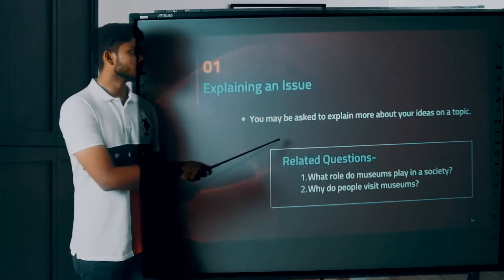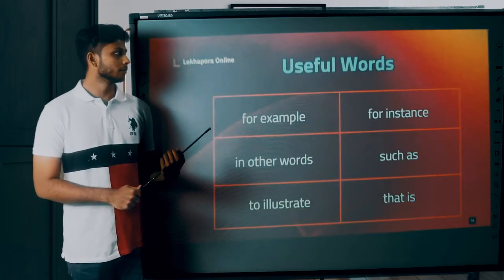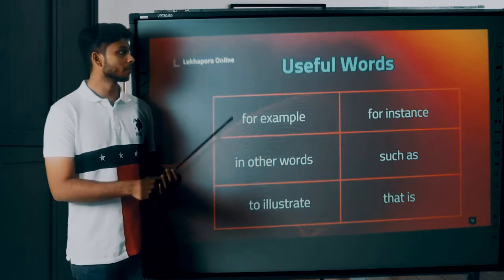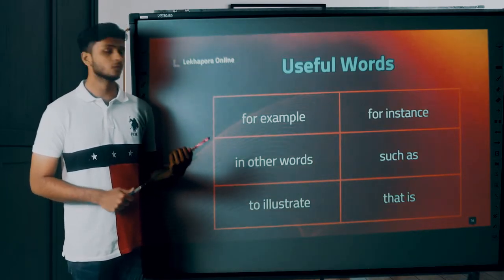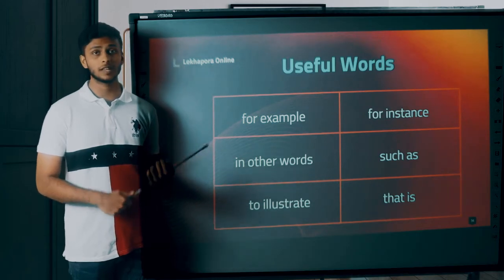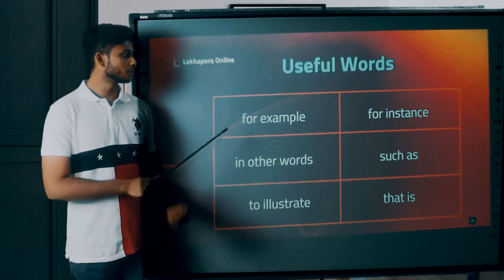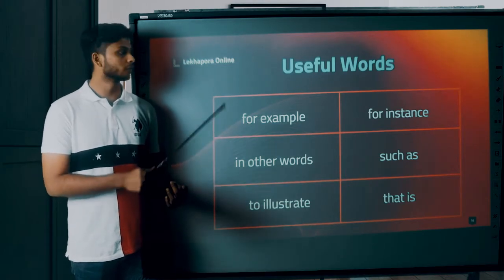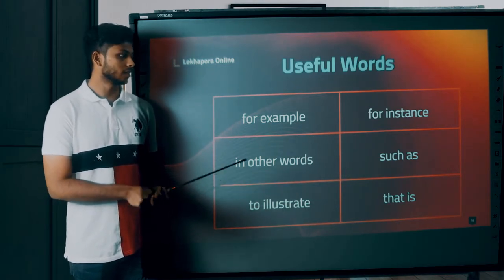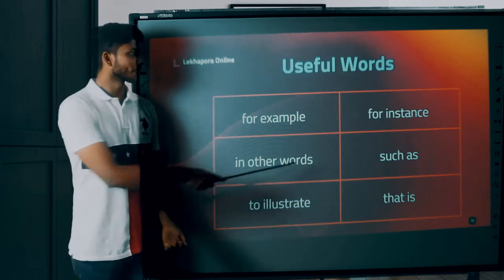Okay, so now let's look at how you can answer this. But before, let's look at some of the useful words here. These words you can use to actually answer these questions, to actually explain more about an issue. So you can use, for example, for instance, in other words, such as, to illustrate, that is, and so on.